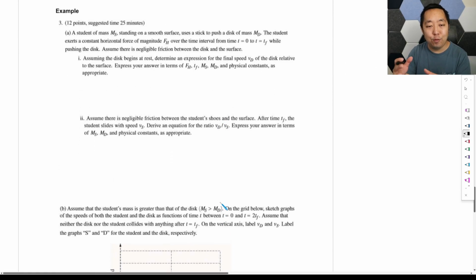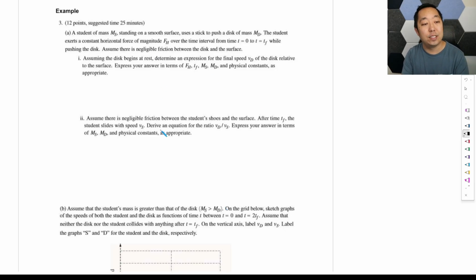Let's do another example here. This is similar to the one before, but we're going to go a little bit deeper in this one. So the first two parts we did in a previous lesson, but let's go through it again, and we'll just derive it in a slightly different way. So we have a student, by using conservation of momentum in some cases.